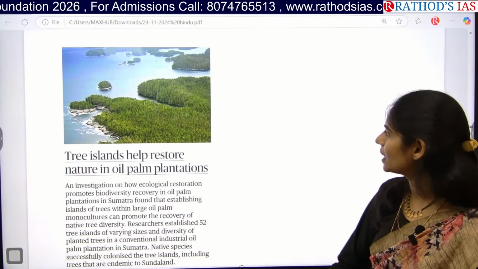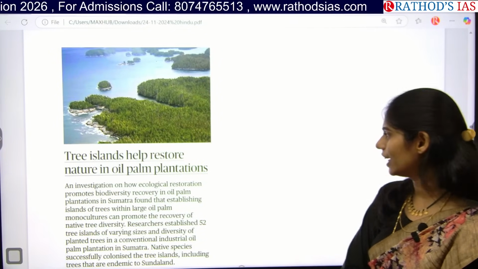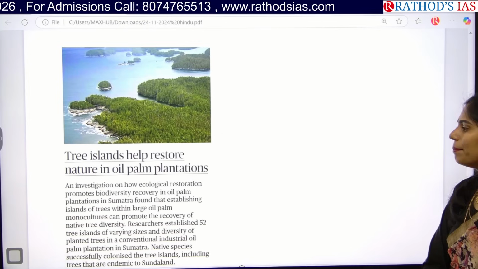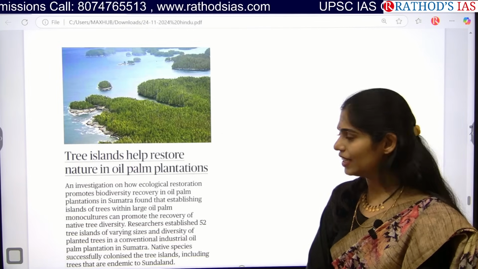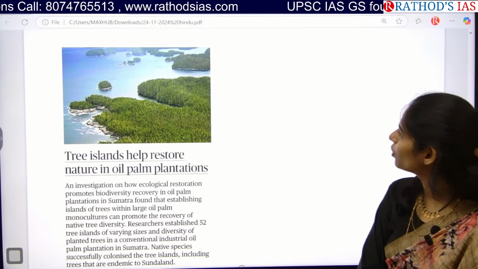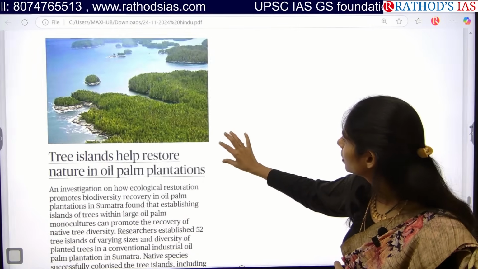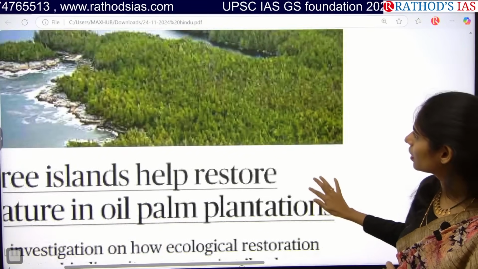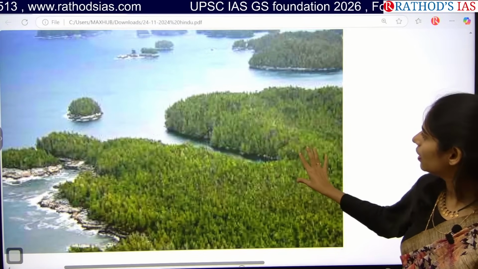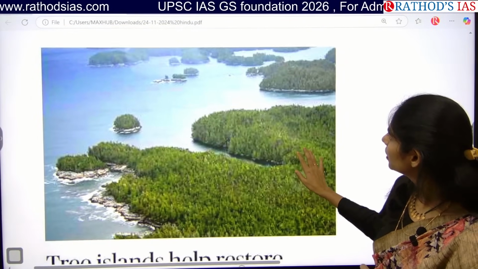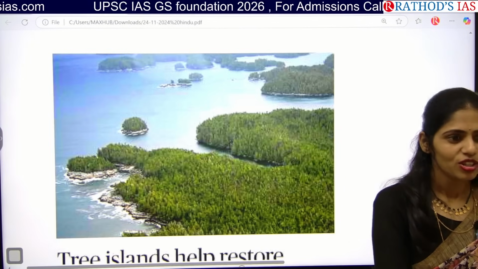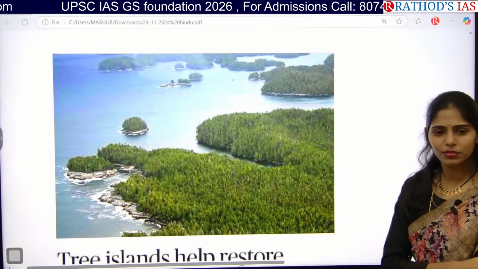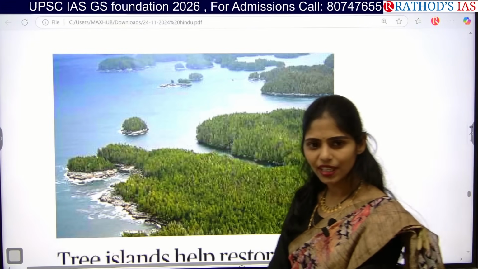So say this article: tree islands help restore nature in oil palm plantations. What is this article about? Tree islands. What is this tree island? What can you see in that image? Trees on an island. So how are these trees on an island formed? How can these be formed?